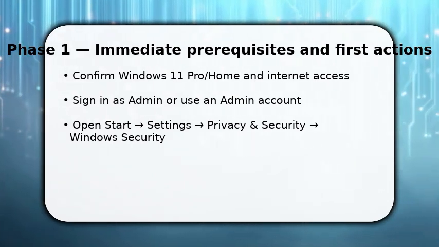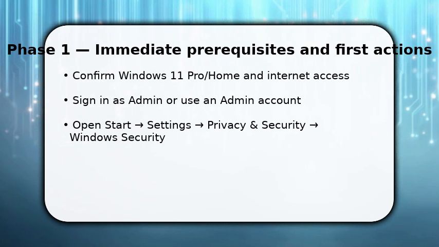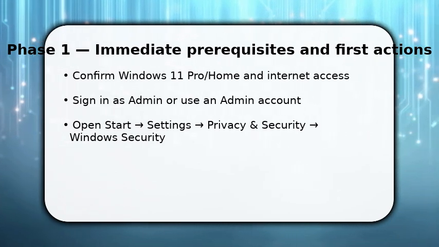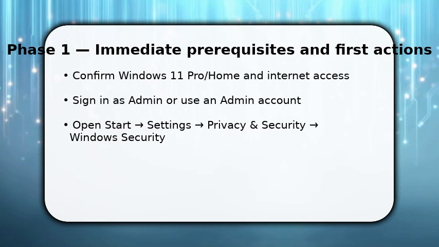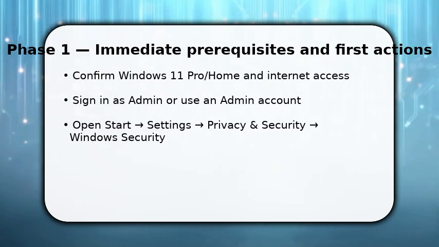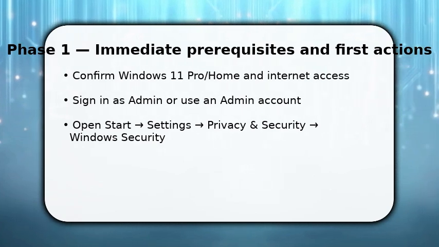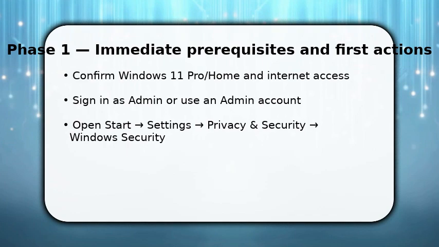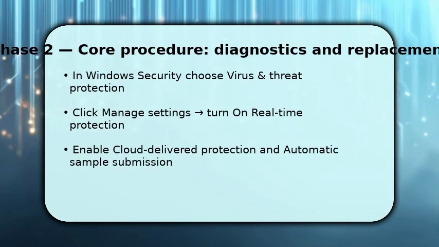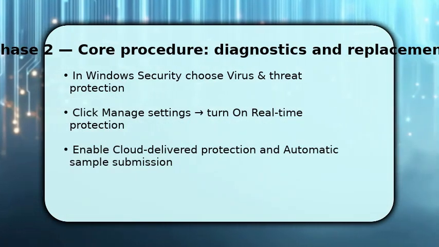Now, click Open Windows Security to begin enabling Defender features. This launches the app where you'll continue to configure protection. You're in Virus and Threat Protection. Click Manage Settings to expose toggles. Turn on real-time protection so Defender actively blocks threats. This is the primary shield.